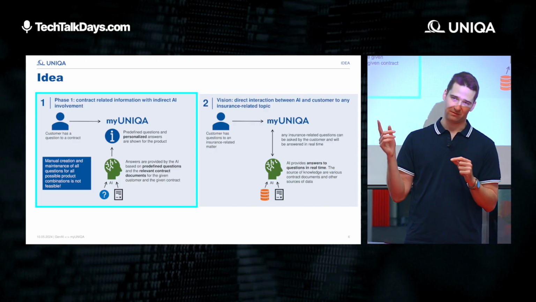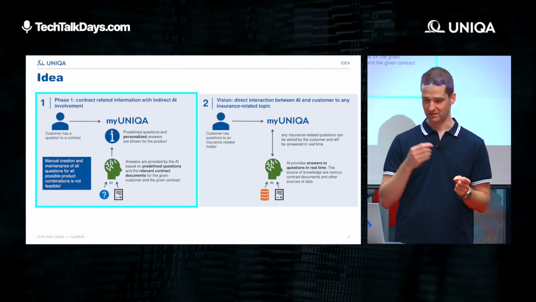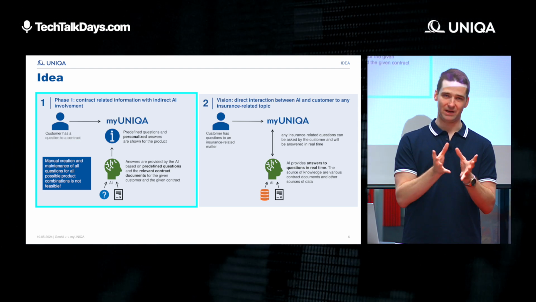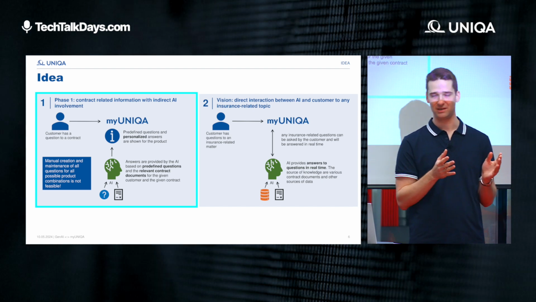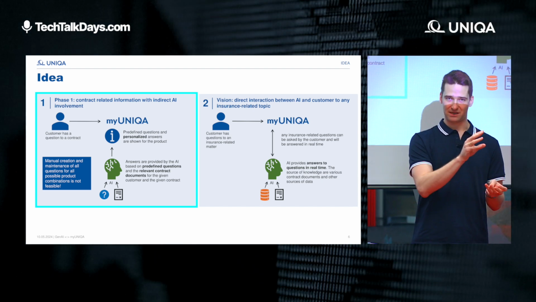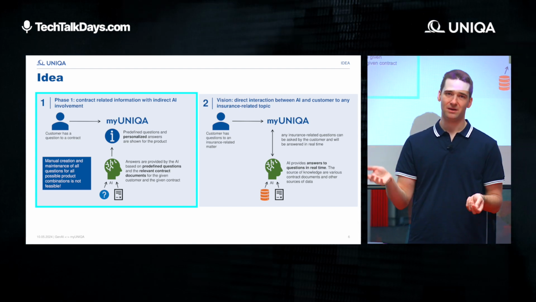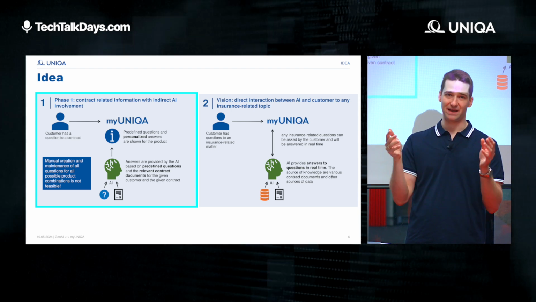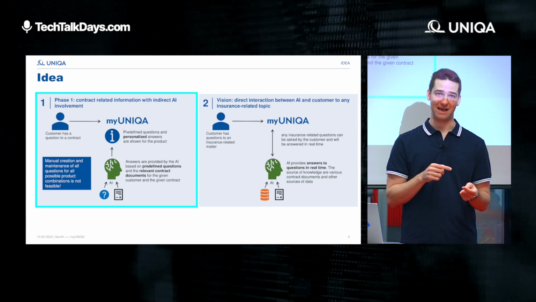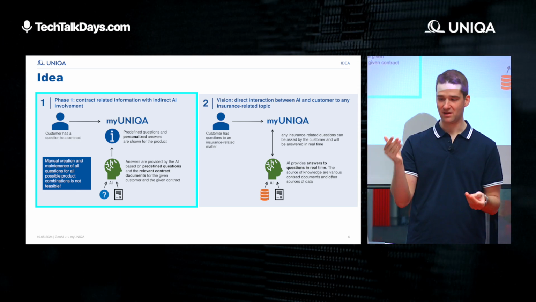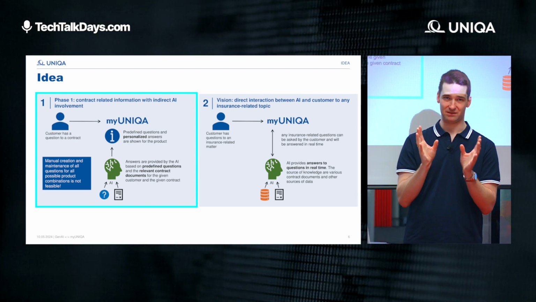This on the right, but what was the phase one that we have identified, and what I'm talking about today is this contract related information to get them with indirect AI involvement. And what does this mean in general? So if the customer has a question to a contract, the customer would open the myUNIQA app and navigate to the contract. And there we would like to show predefined questions. So each customer sees the same questions, but they see personalized answers based on the product that is shown. And not only the product, but really the product with all the add-ons and combinations that the customer might have.